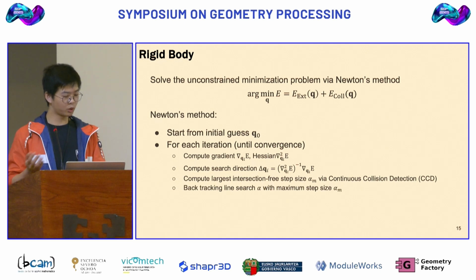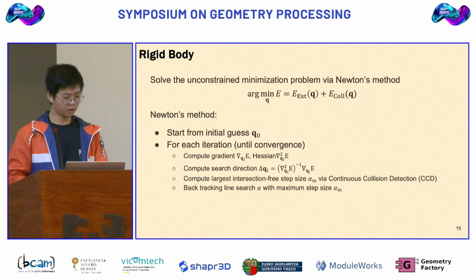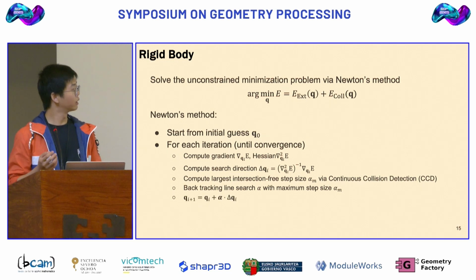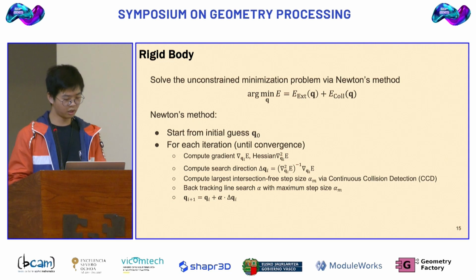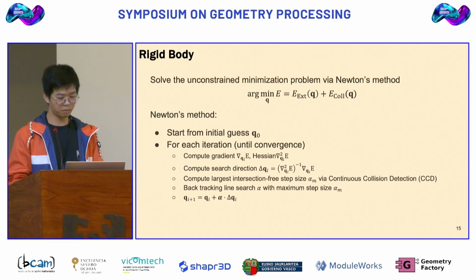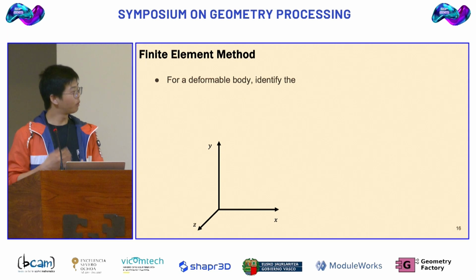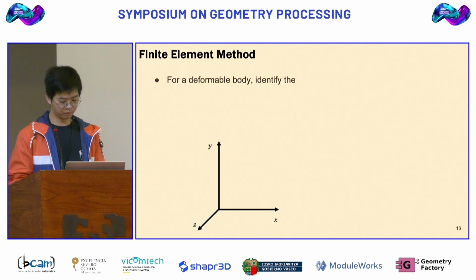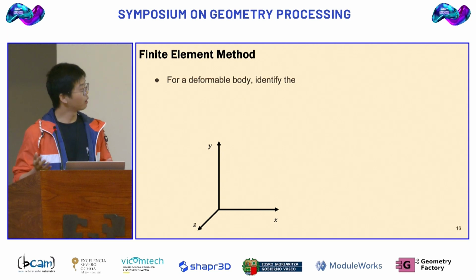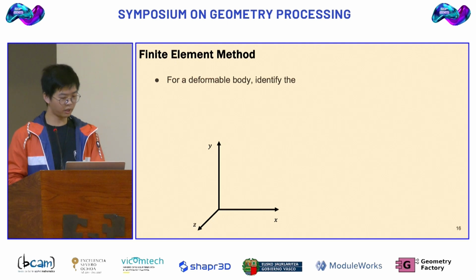And then we can use the traditional backtracking line search to find the energy-decreasing line search step size alpha. And if we find an appropriate line search step size, then we can update the configuration to the next step. Okay, that's all for the rigid body dynamics. I only cover the static equilibrium here.